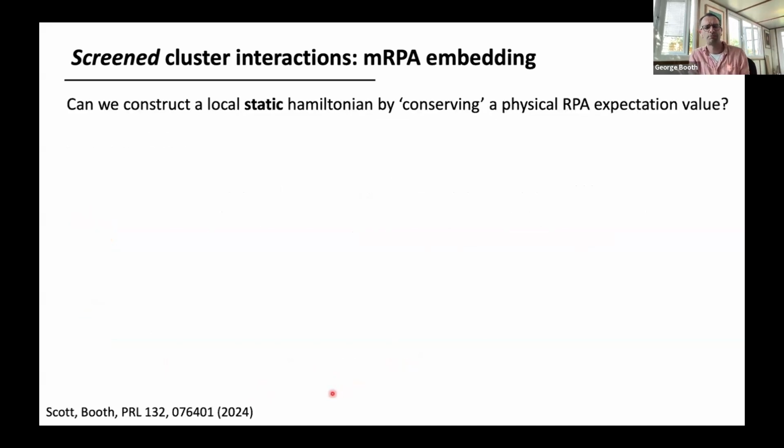So I want to propose an alternative that we've recently been investigating. Again, ask this question from the idea of some kind of projective quantum embedding framework. Can we think about conserving a physical observable over some local subspace, and then think about what are the right static interactions in that subspace in order to conserve that expectation value over the full system at a given level of theory, in this case, RPA?